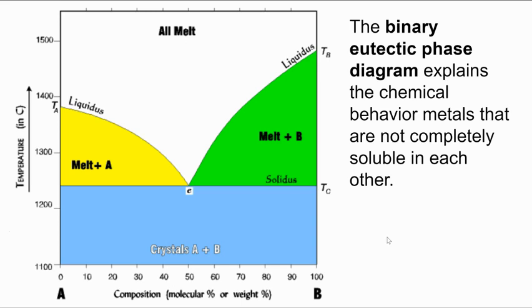So let's get started. You should be filling in your guided notes that supplement this podcast. It will help you organize the information and ideas. The binary eutectic phase diagram explains the chemical behavior of metals that are not completely soluble in each other. So the solubility changes depending on the percent composition, how much of metal B is added to metal A.